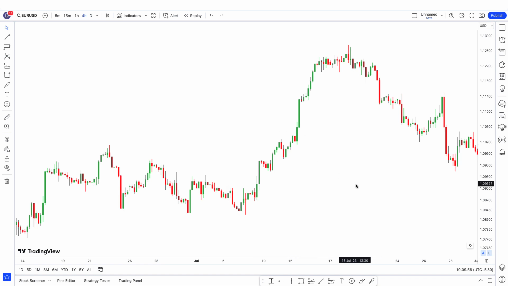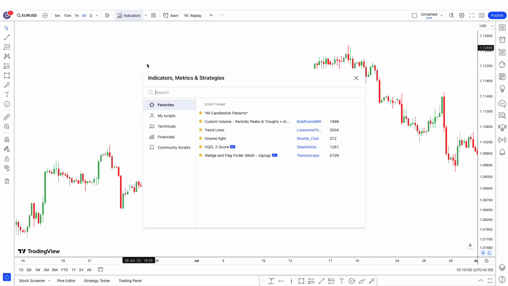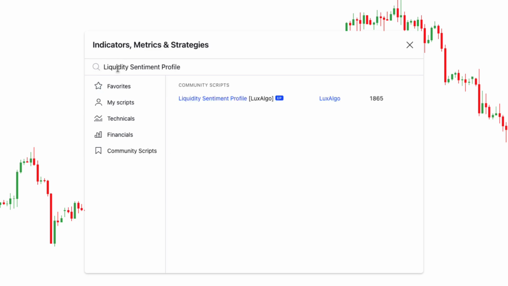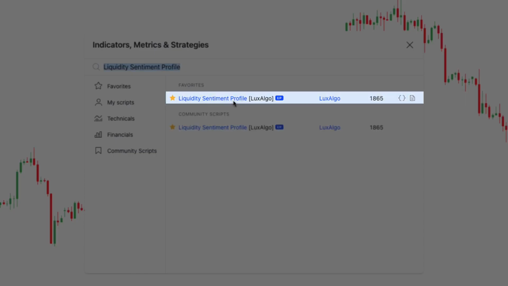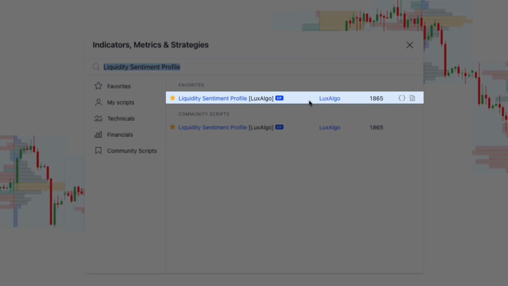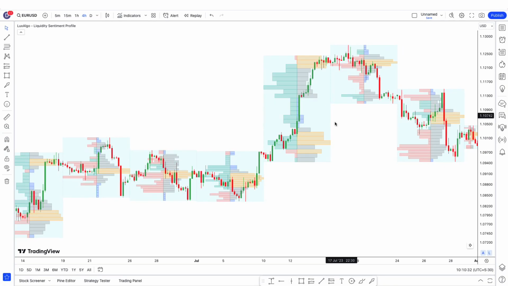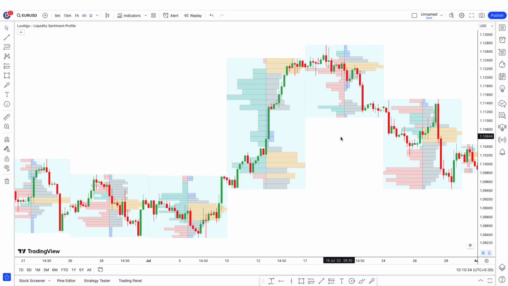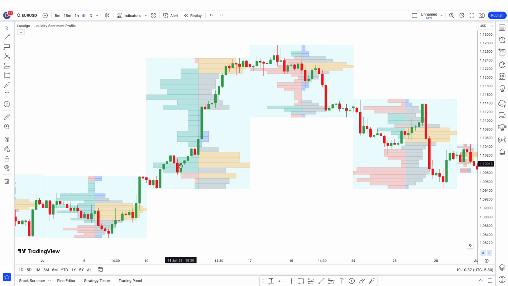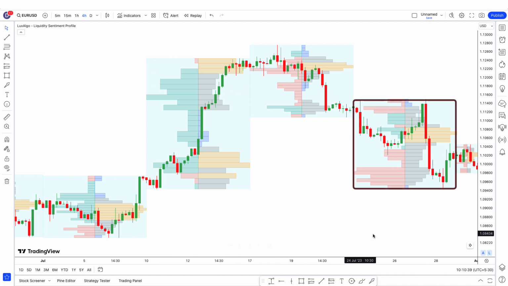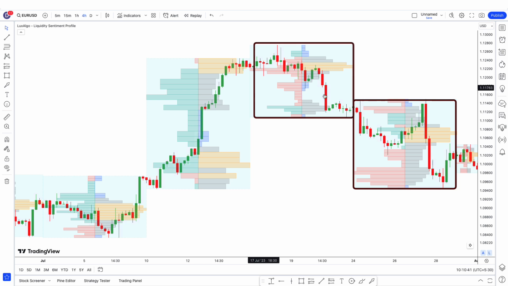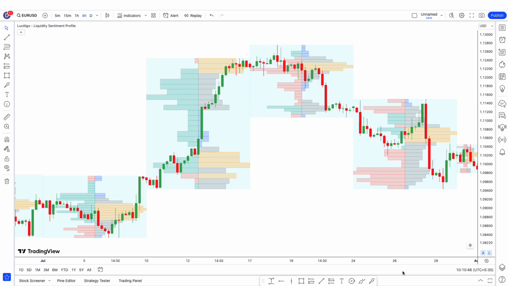And the last indicator that I want to introduce is called Liquidity Sentiment Profile. This one is an editor's picks indicator, and it's a free indicator from LogSalgo. Alright, this is the indicator, and as you can see, it's overlaid on the price chart. This is an advanced indicator that combines price and volume to show the distribution of the liquidity and the market sentiment at specific price levels. So it will help you to identify significant price levels, support and resistance levels, consolidation zones, and more.